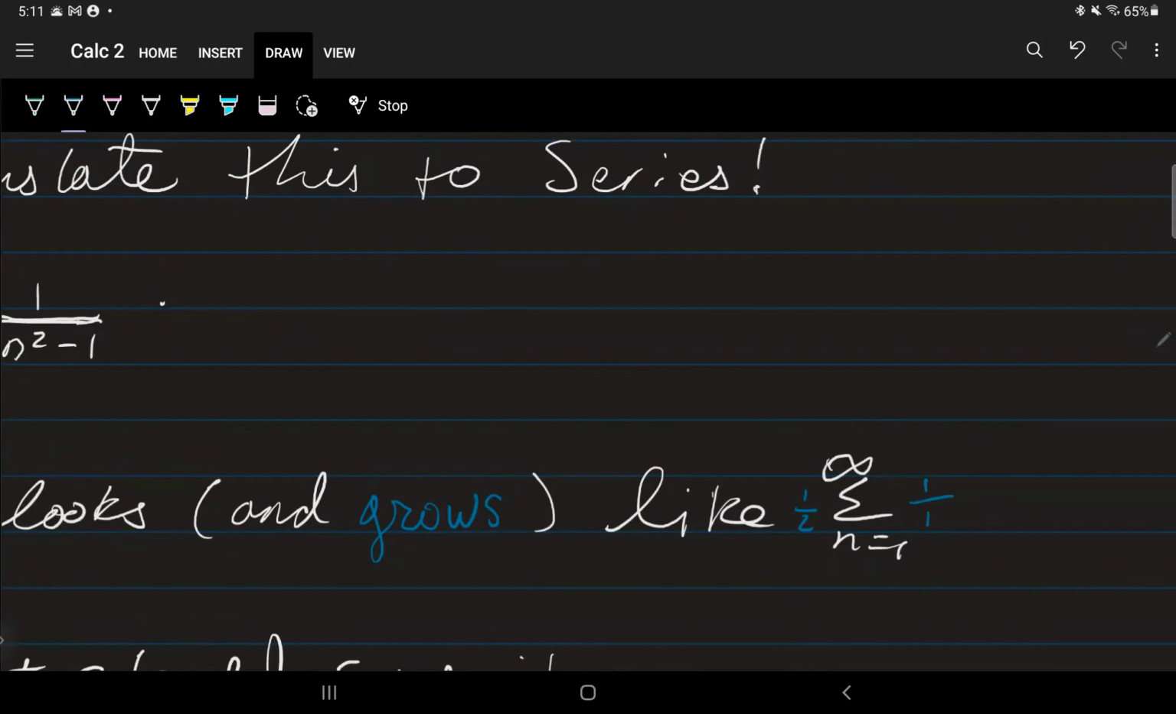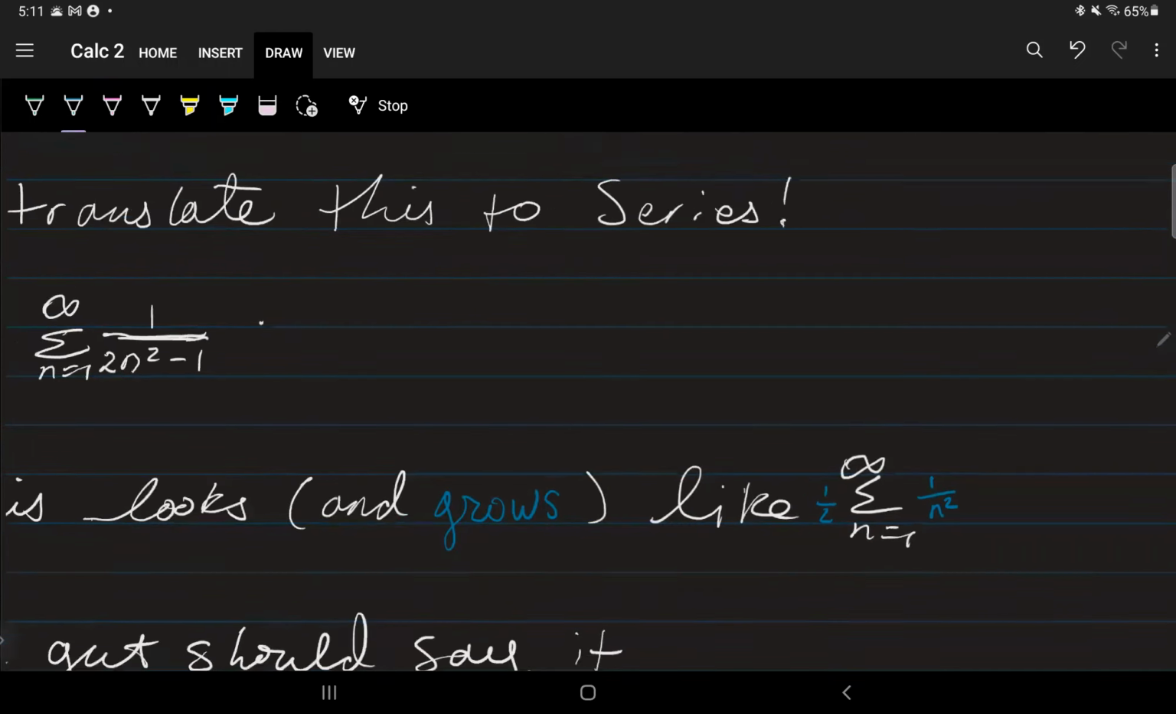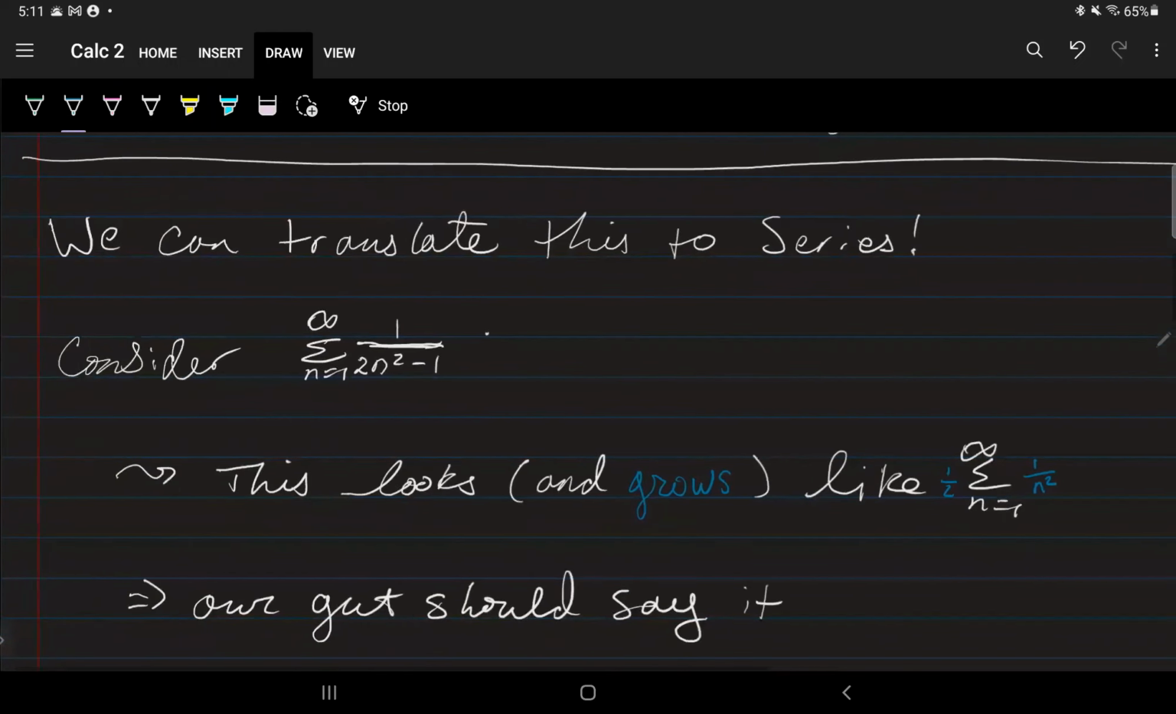1 over n squared. Okay. So as n gets really big, we can forget about the minus 1, and it looks like 1 over 2n squared, which is just 1/2 times the sum of 1 over n squared. And we know that this converges, so that should tell us something about this, okay?